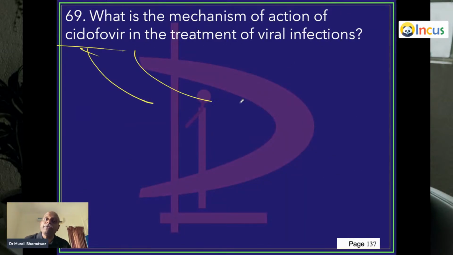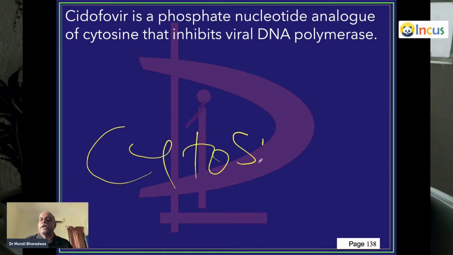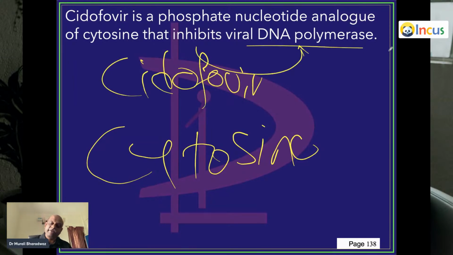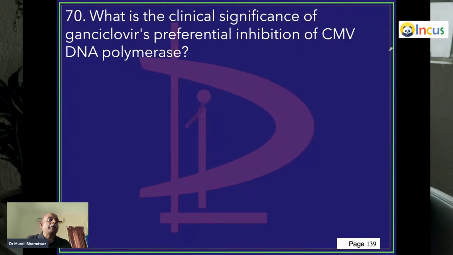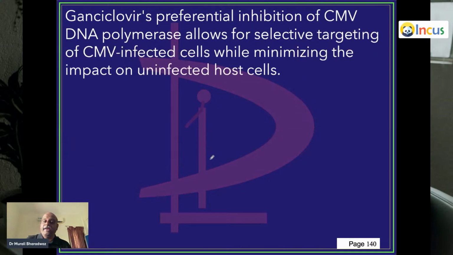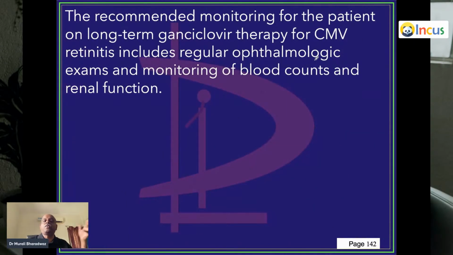What is the mechanism for cidofovir in the treatment of viral infection? Cidofovir is a phosphate nucleotide analog of cytosine. Cytosine, cidofovir. And it inhibits the viral DNA polymerase. What is the importance of ganciclovir's preferential inhibition of CMV? Typically, it selectively targets the CMV so that the human cells won't be affected. With long-term ganciclovir treatment for CMV retinitis, what do you need to do? Monitor the blood count and the renal function.